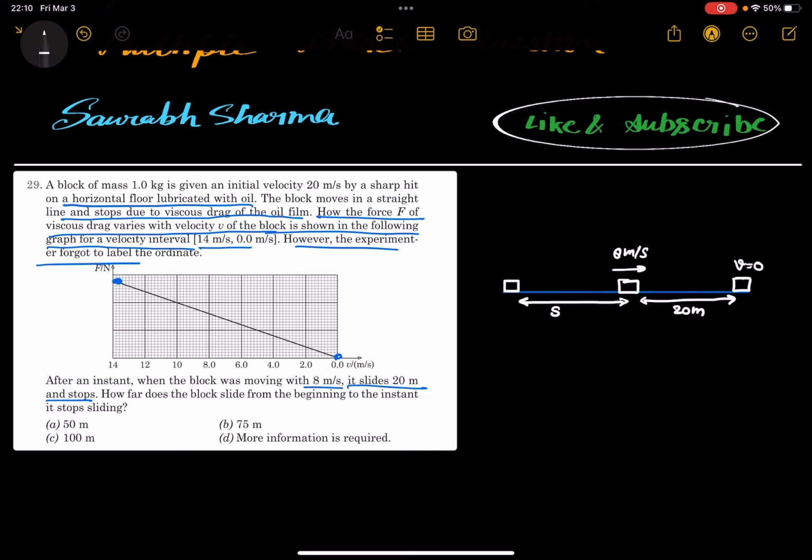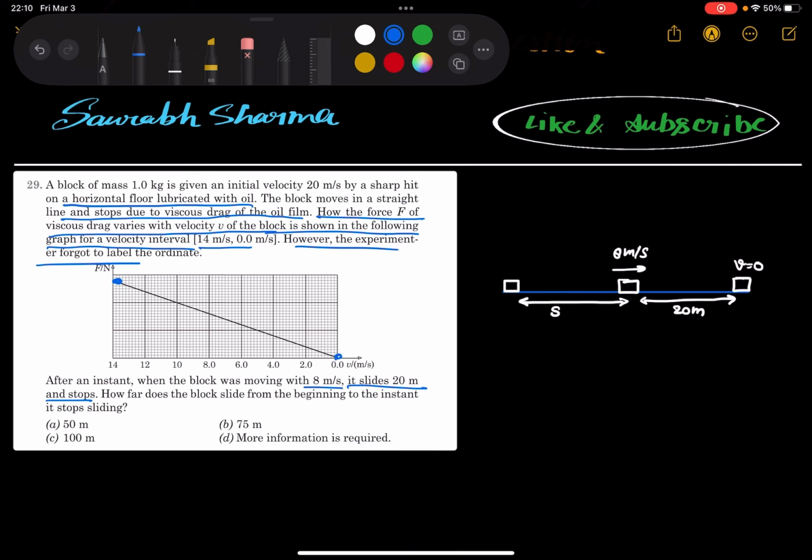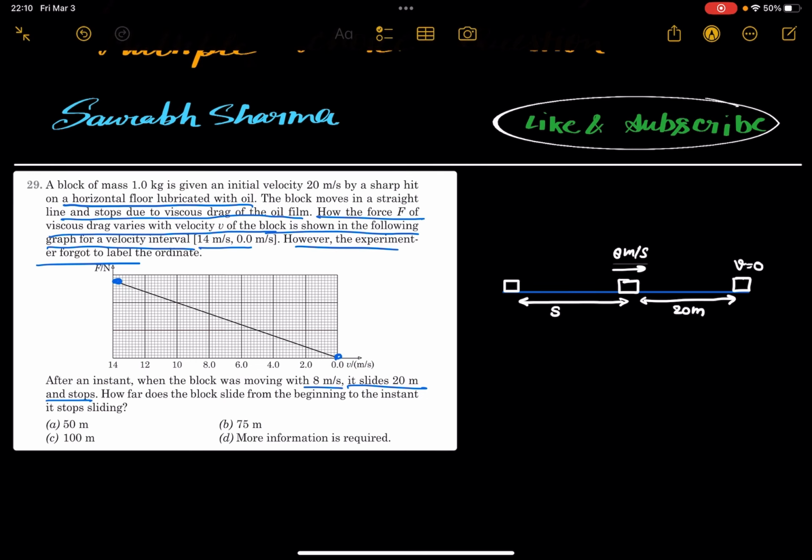So if we want to calculate this distance, we should go the proper way, because we don't know what type of forces are acting. But one force is acting in this case, called the viscous force, because of the presence of oil. So viscous drag is present, and the deceleration a is minus F_r by m.